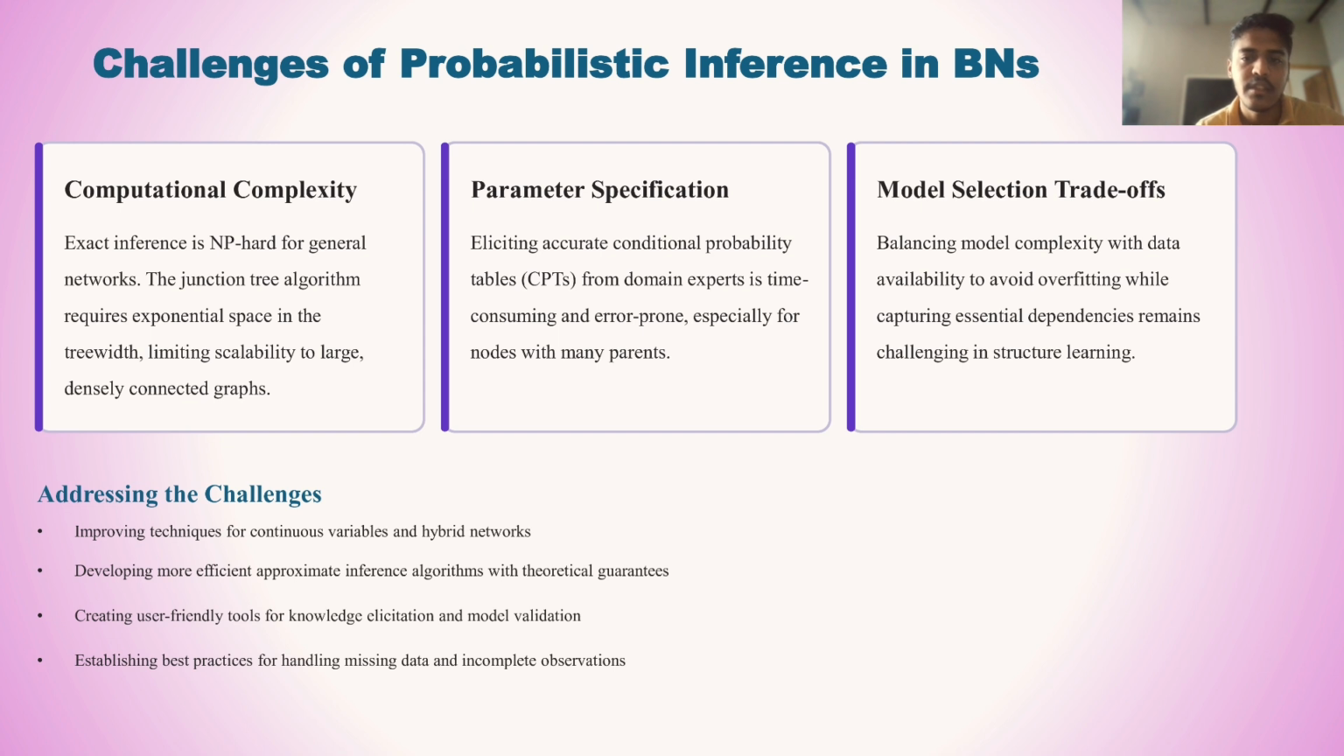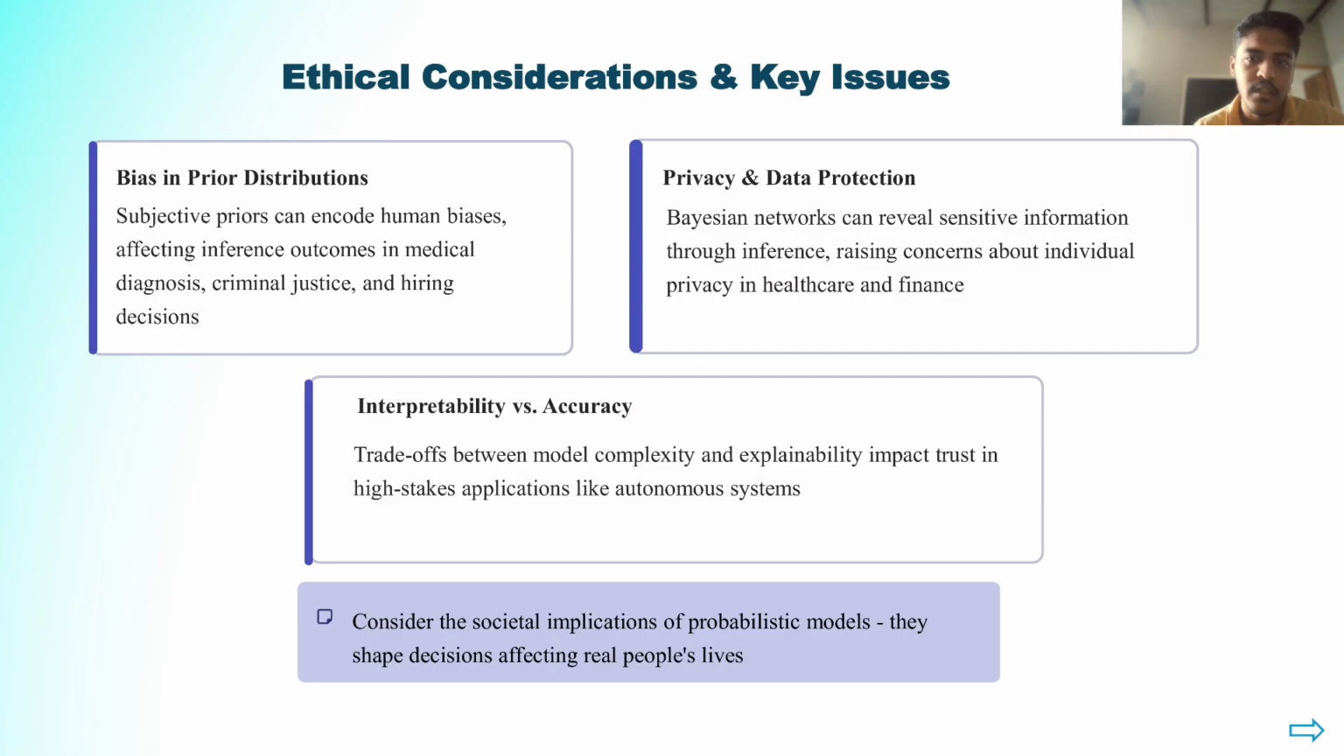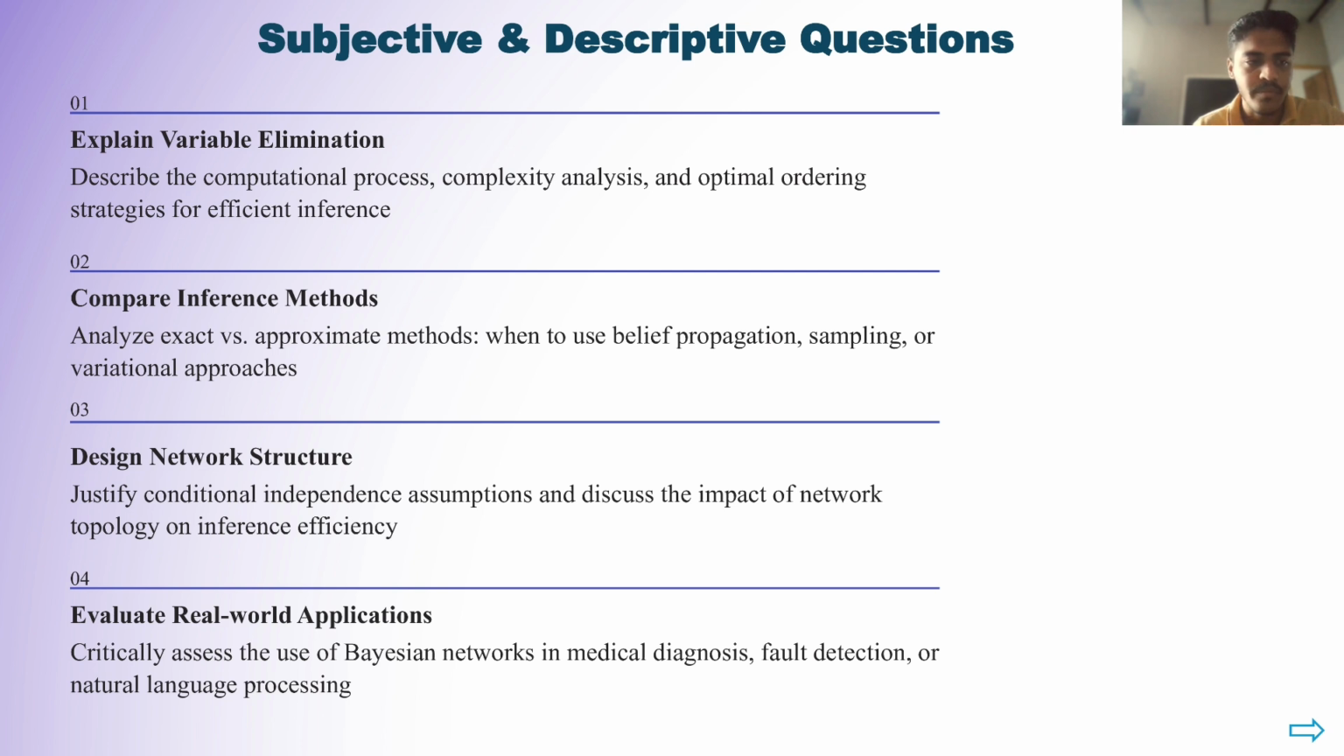Next are challenges in probabilistic inference in Bayesian networks: computational complexity, parameters that specify models, model selection trade-offs. Ethics and considerations, key issues: first, bias in prior distributions, second, privacy and data protection, interpretability versus accuracy. These are some questions.